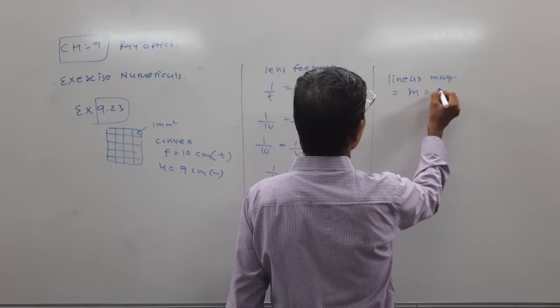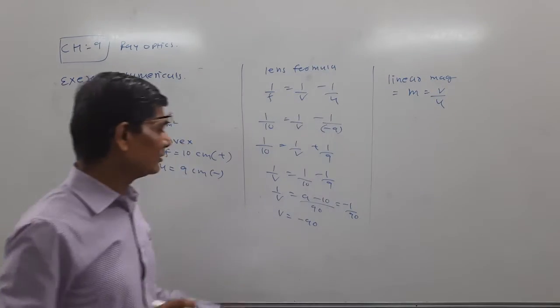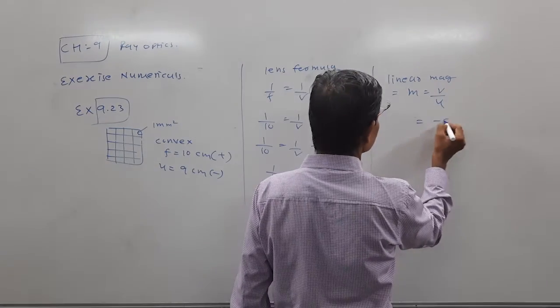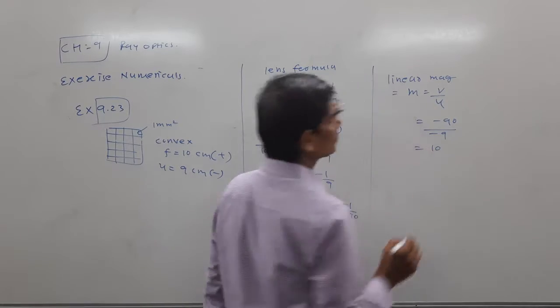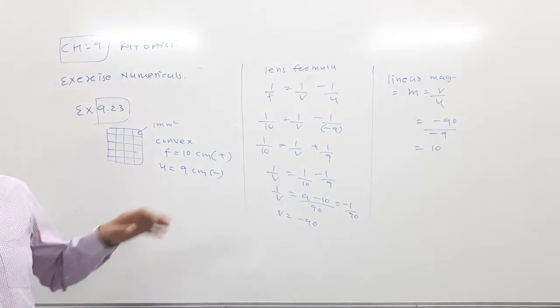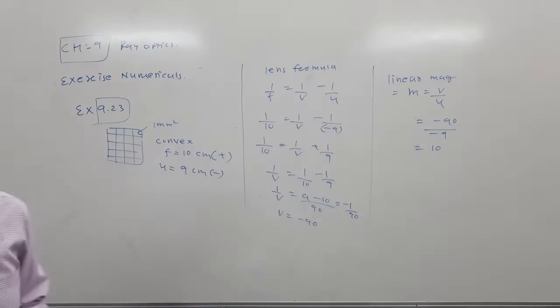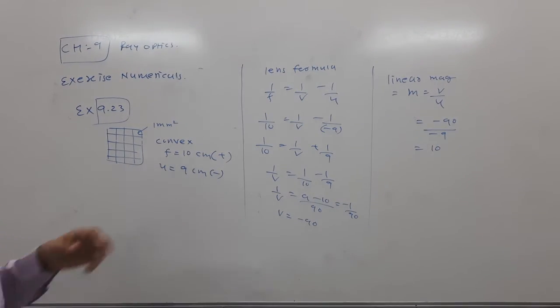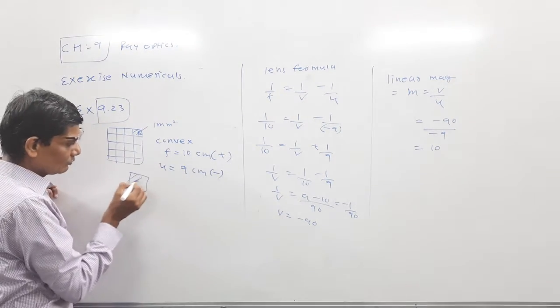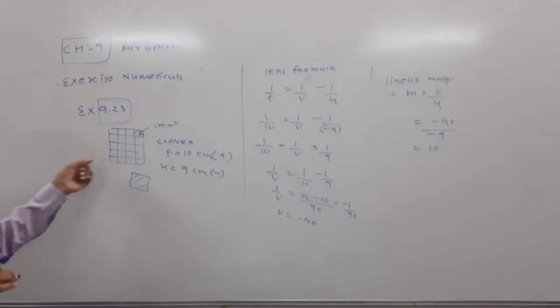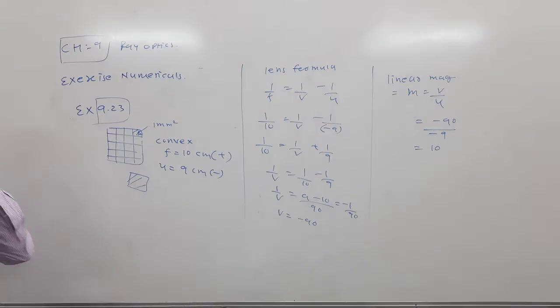M is equal to v by u. What is the value of v? We have obtained v as negative, and u is minus 9. So the linear magnification we will obtain is of the value 10. Now, in the case of a square, we see the magnified image, let us say this image, we obtain like this. But what we can see is that the length and breadth both will be expanded.